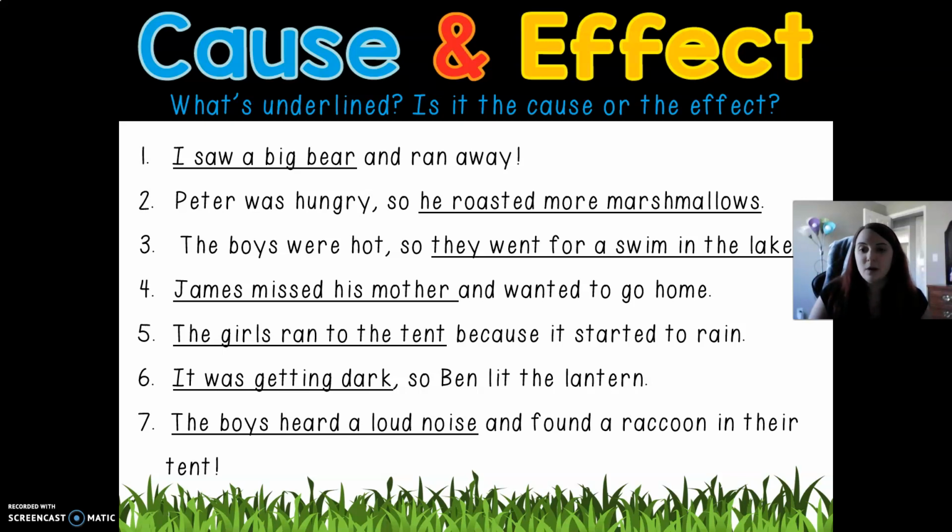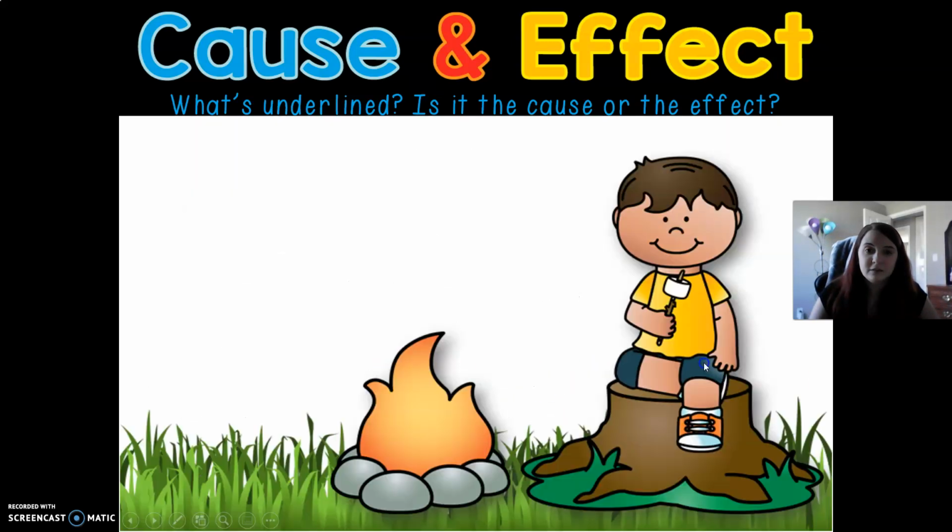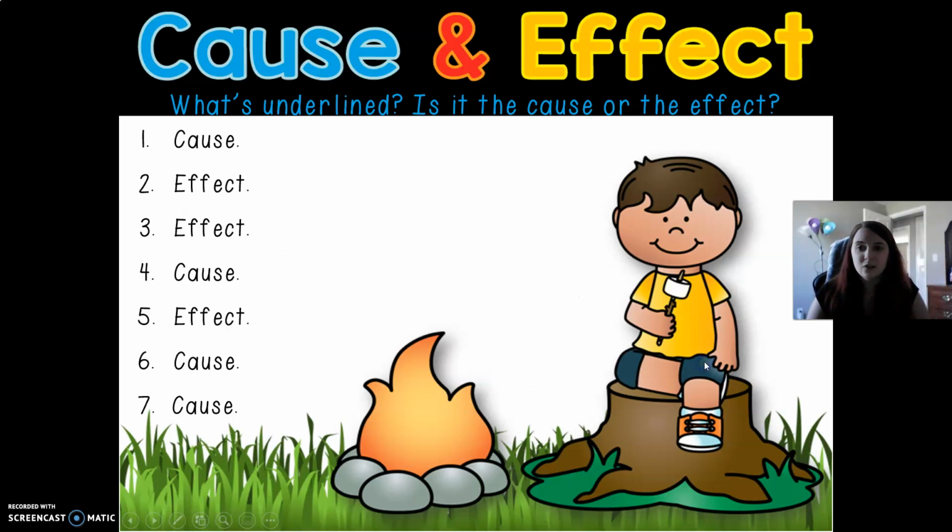And number 7, the boys heard a loud noise and found a raccoon in their tent. Number 7 is cause. The why is they heard the loud noise, and then what happened, they found a raccoon in their tent. So for those that want to check your work again, here are all of the correct answers. So nice job if you got it.